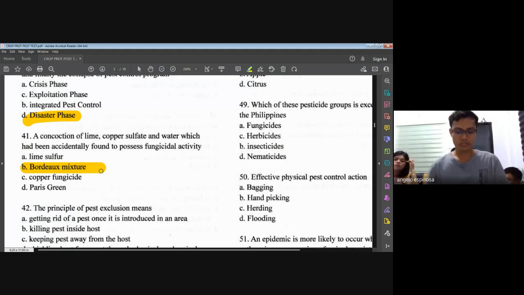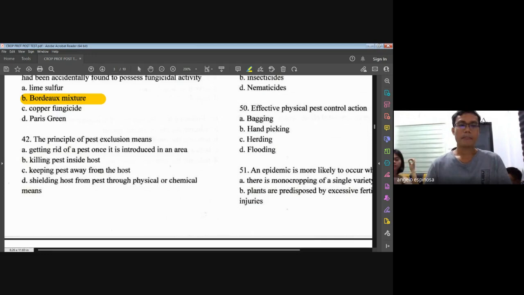Number 42. The principle of pest exclusion means, pag sinabing principle of pest exclusion, yun. Dapat, exclusion, ibig sabihin, inaalis mo siya. Ina-exclude mo siya. Tinatanggal mo. Correct answer letter C, keeping pests away from the host. Kasi the reason why there is a spreading of diseases because of the active living host. Okay?